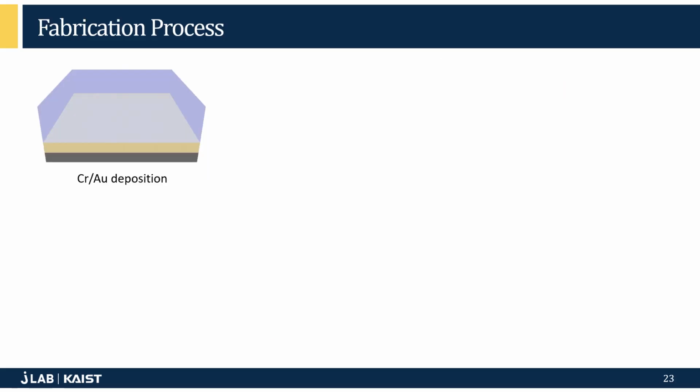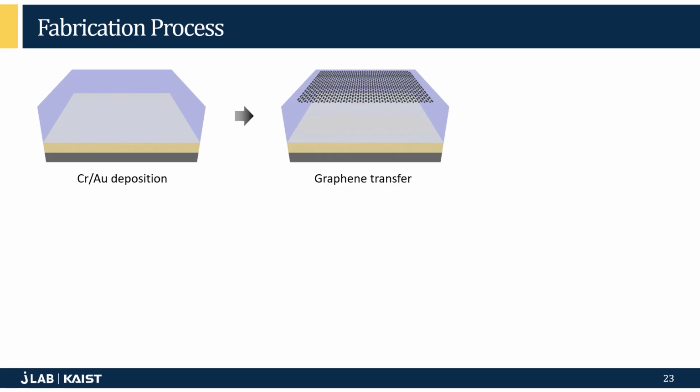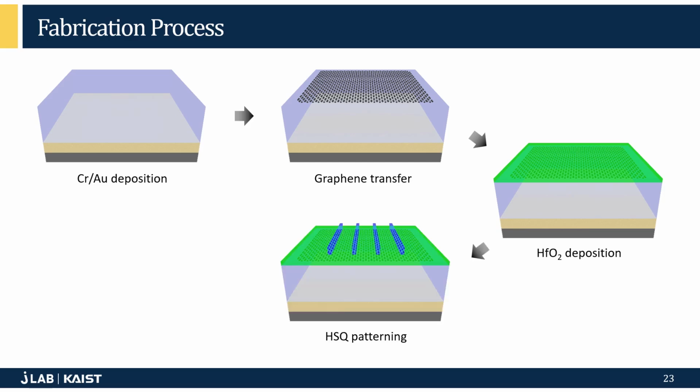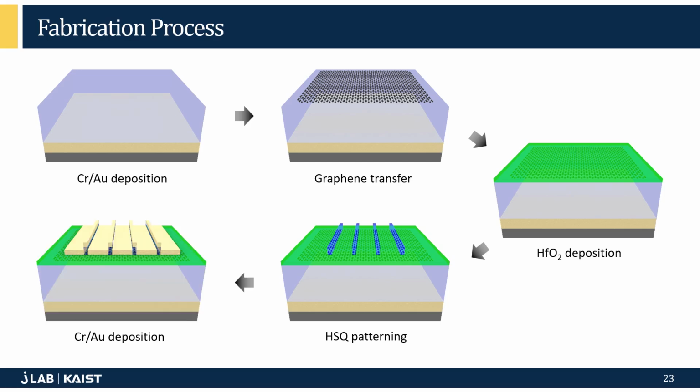Now I talk about the experimental part, and this is the fabrication process. Firstly, we deposit gold and chrome on the backside of a thick oxide, which plays the role of the backgate. And then we transfer graphene onto the thick oxide layer. Then we deposit hafnium oxide as a passivation layer for the HSQ patterning. And we make a sub 100 nanometer gap by using the HSQ. And then we deposit gold to make the plasmonic structure.